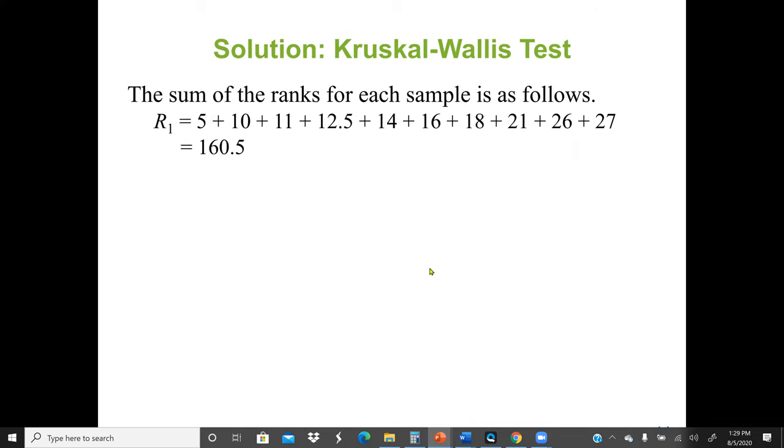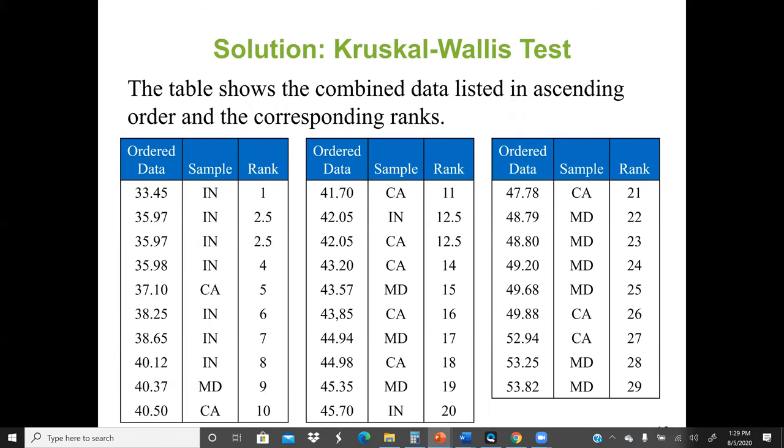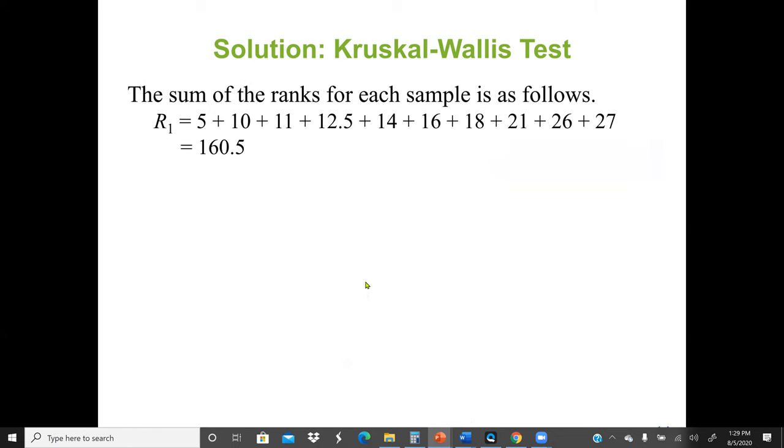So after we finish the ranking, we find the sum of the ranks for each sample as follows. R1, we had all the ranking. So R1 in this case, most likely will be the Indiana. Let's see the first value. Not Indiana. Okay, so the first value I can see is 5, and California is 5. So we get 5 plus 10, etc. So this is the first sample, California. So we had all the California ranks.